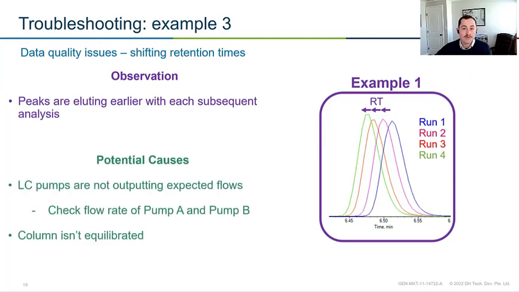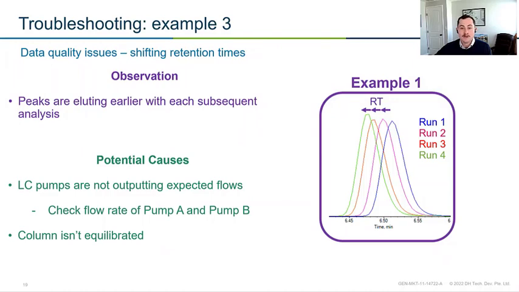Some of the reasons this could be occurring would be an issue with your pump. Maybe one of your pumps isn't pumping efficiently. Maybe there's air in the line, but more likely your column isn't equilibrated enough. We talked about it in the method development section quite a bit, but we need that column to be equilibrated to the starting conditions. So we want that column at the starting conditions, and the same starting conditions for every injection.